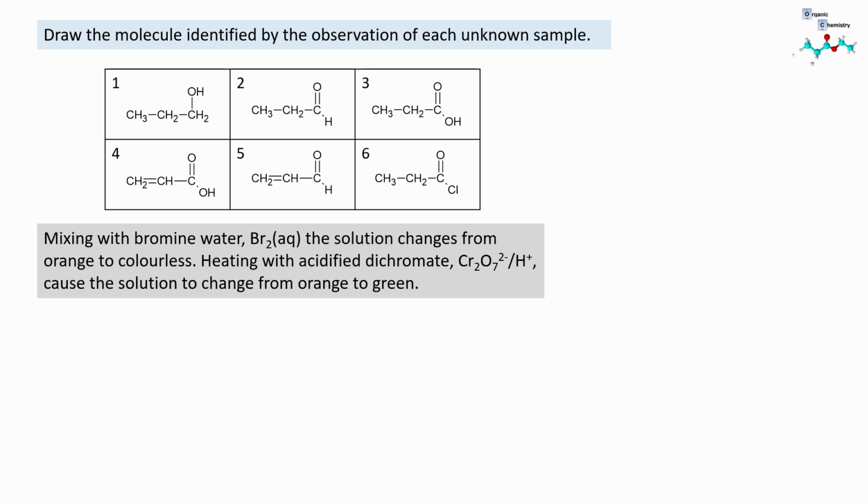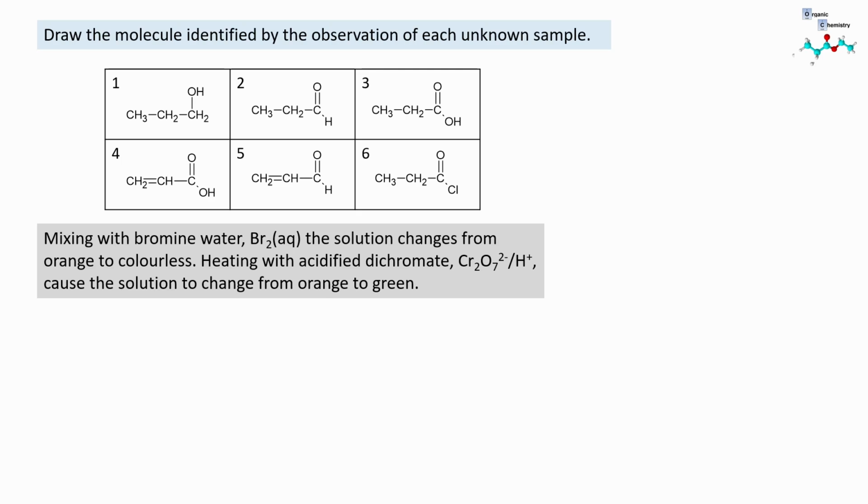If we mix bromine water, the solution, with the sample, one of those 6 samples, the solution changes from orange to colorless. If we heat the same sample with acidified dichromate, the solution, it causes the solution to change from orange to green. So here, just pause the video, read this, and see if you can determine what molecule you think it is based on these 2 reactions.